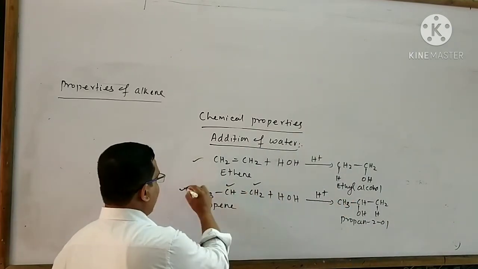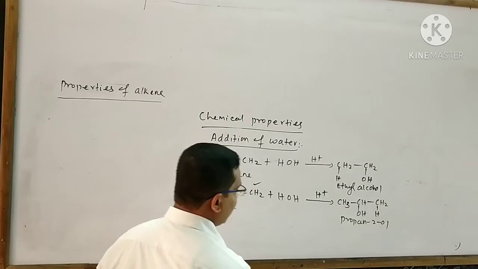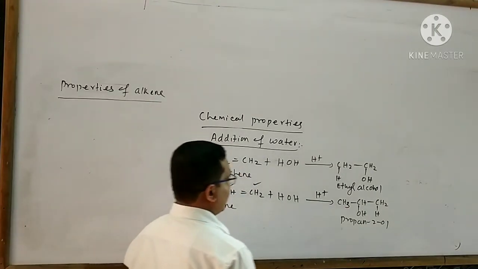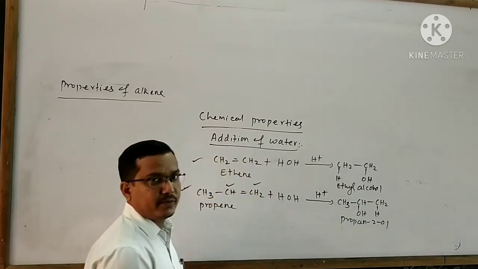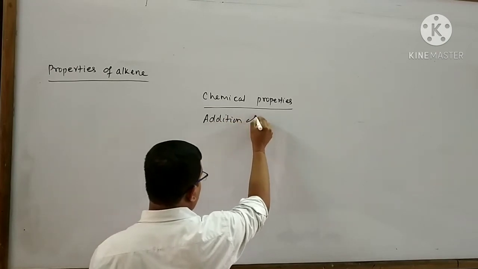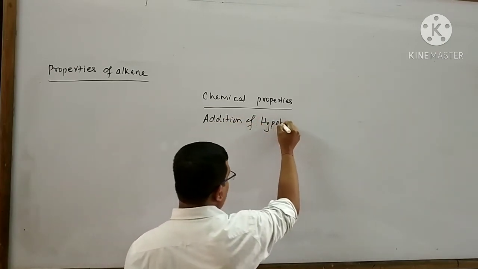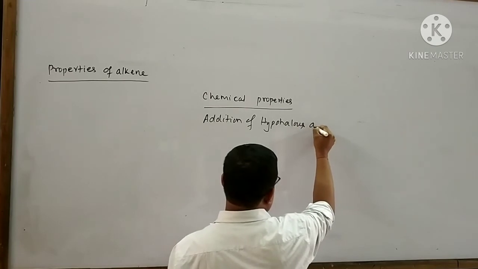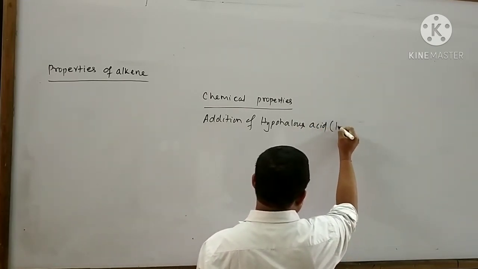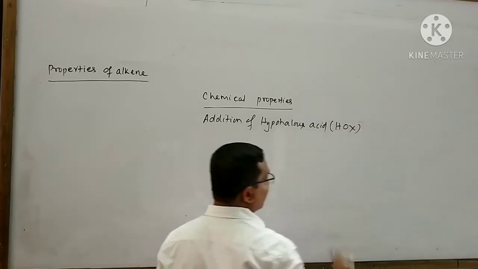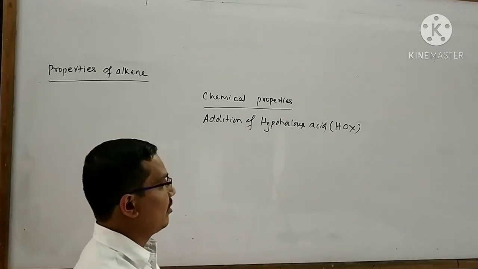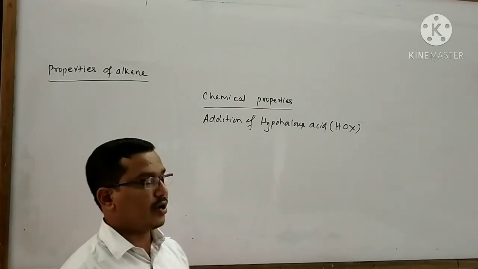For these two reactions, I can write a statement like this: when alkene undergoes reaction with water in the presence of acid, then alcohol is formed. Next, I will explain the addition of hypohalous acid. Hypohalous acid is generally represented by HOX. Here X is the halogen element. That means X equals chlorine, bromine or iodine.